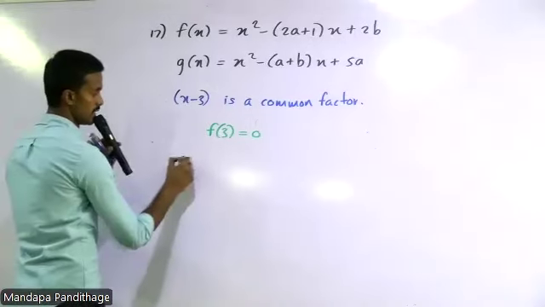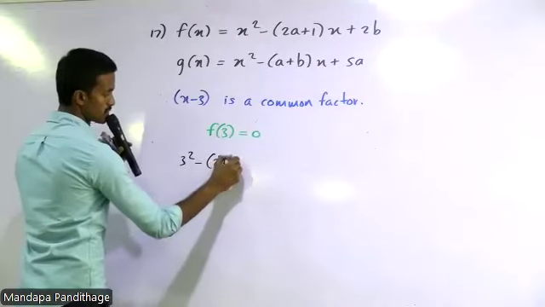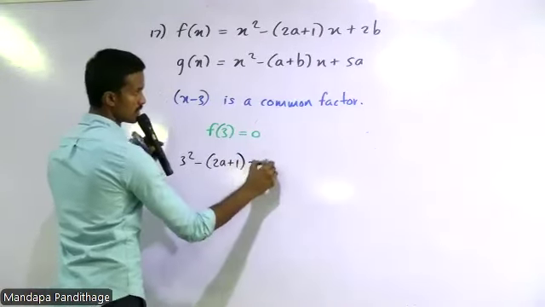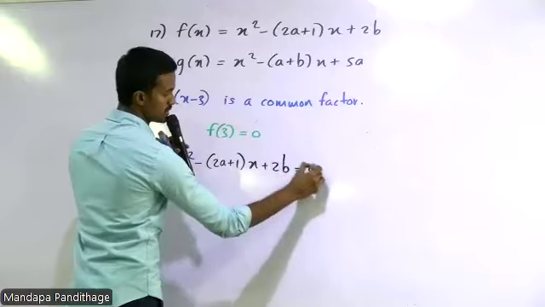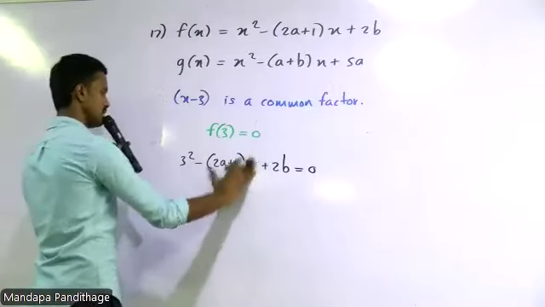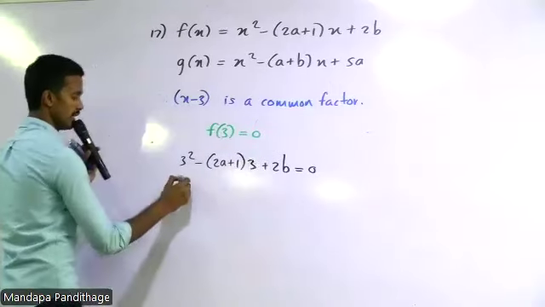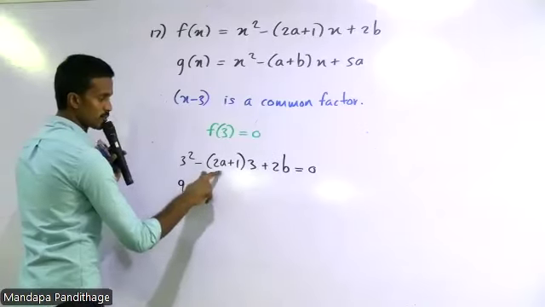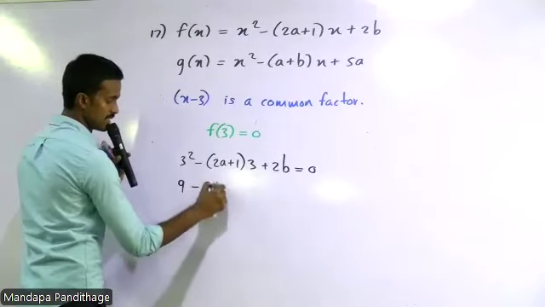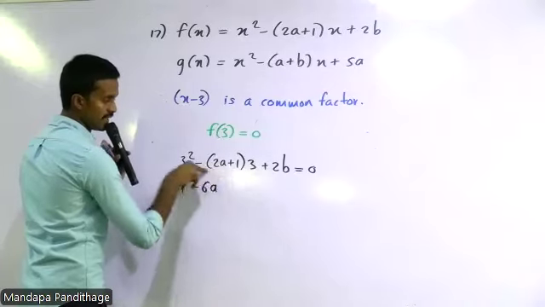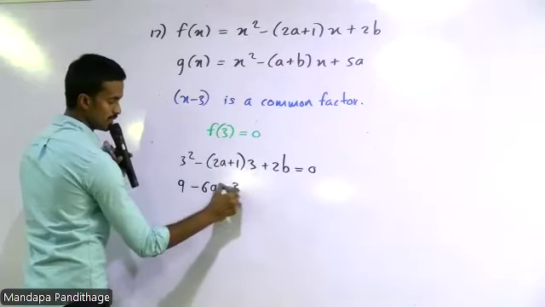It's 3 squared minus (2a plus 1) x plus 2b, and x is 3 here. So 9, when you multiply, minus 2a into 3 is minus 6a, minus 1 into 3 is minus 3.